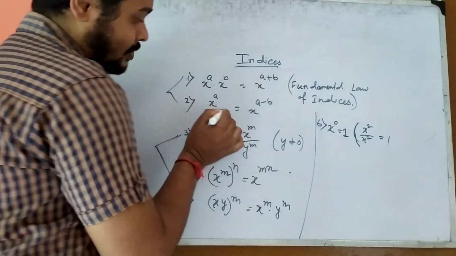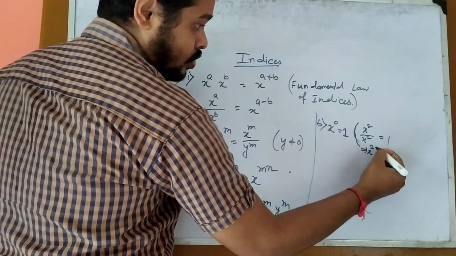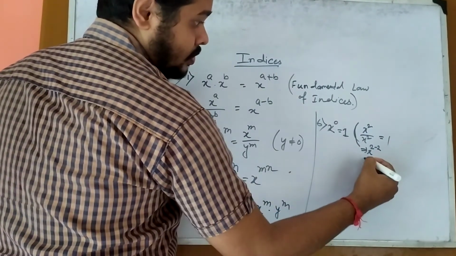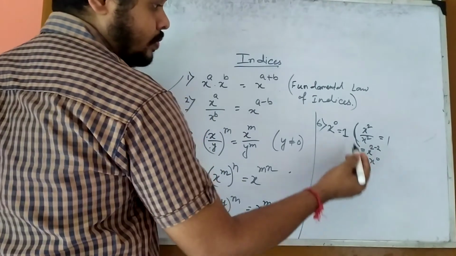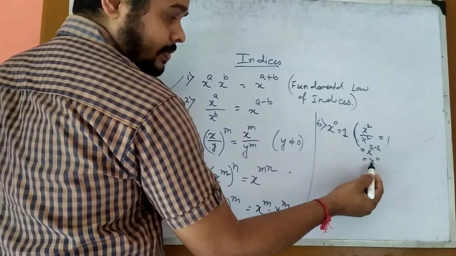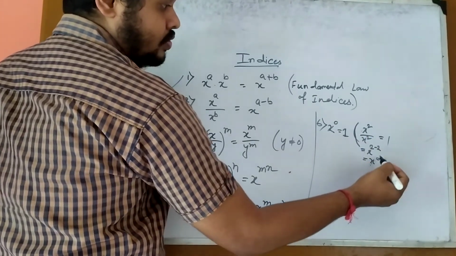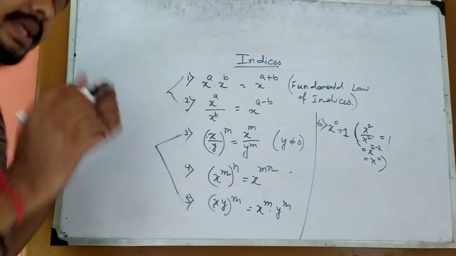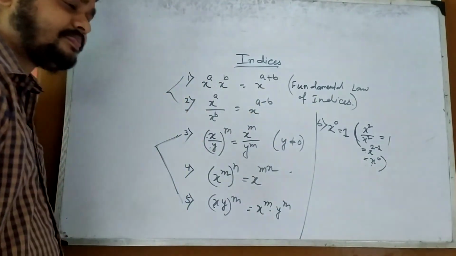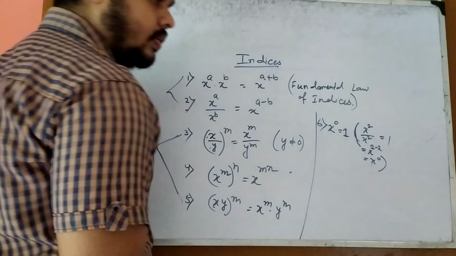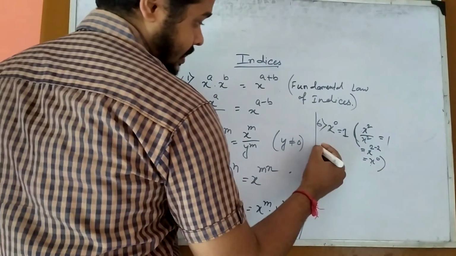Now using the rule 2, we can write x to the power 2 minus 2. So it is coming x to the power 0. And you can see that is 1, so x to the power 0 equals to 1. So anything, x to the power 0 equals to 1, y to the power 0 equals to 1, a to the power 0 equals to 1, anything to the power 0 is always 1.